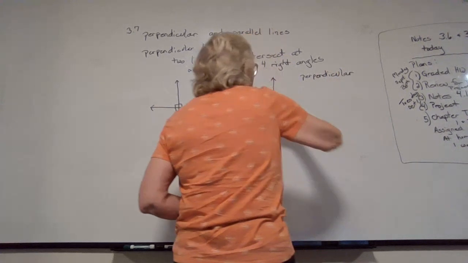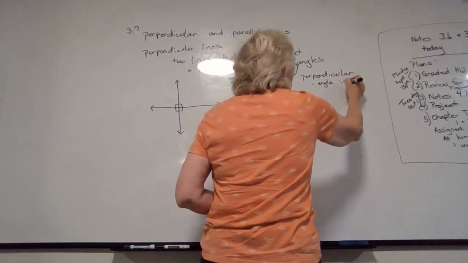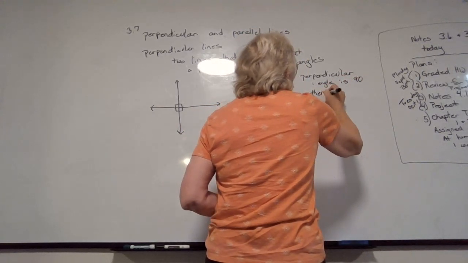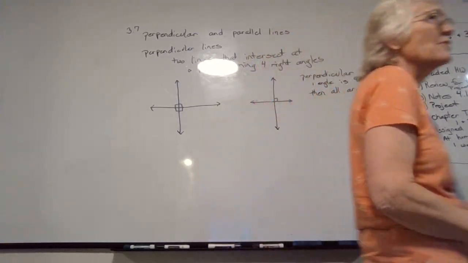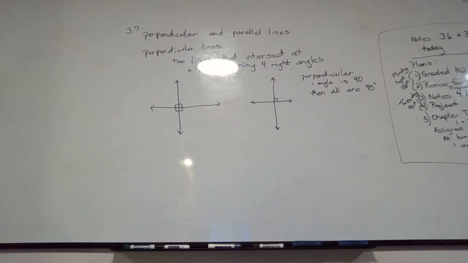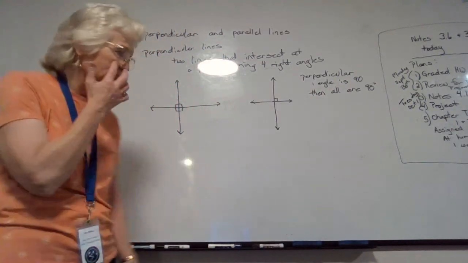Because if two lines intersect and one angle is 90, then all are 90 degrees. Okay? So that's something to notice about perpendicular. We don't have to mark all four of them being right angles. We only have to mark one because that therefore implies all the rest are, because we're using straight lines, linear pairs, etc. to get those other measurements. Okay, so that's what perpendicular lines are. Pretty easy, it's not too hard, that's how you look at them.